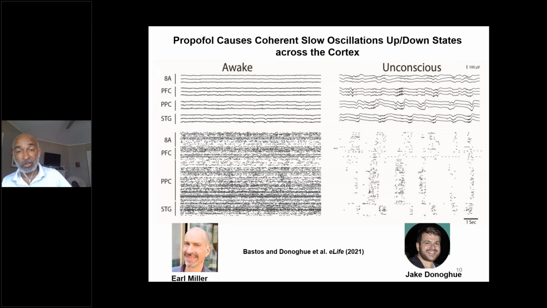So these slow oscillations are actually creating what are called up and down states. And these down states are long periods where the brain is not spiking, or the parts can't communicate.